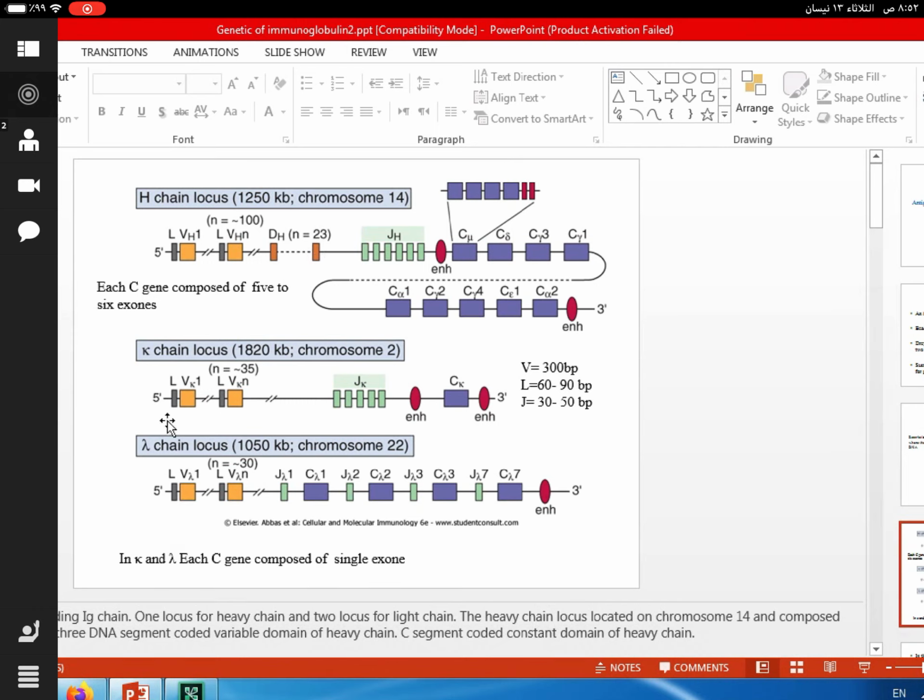while the variable domain of the light chain is coded by V and J segments, and there isn't a D segment in the kappa chain and lambda chain. So, the variable domain of the heavy chain is coded by 3 segments, while the variable domain of the light chain is coded by 2 segments.